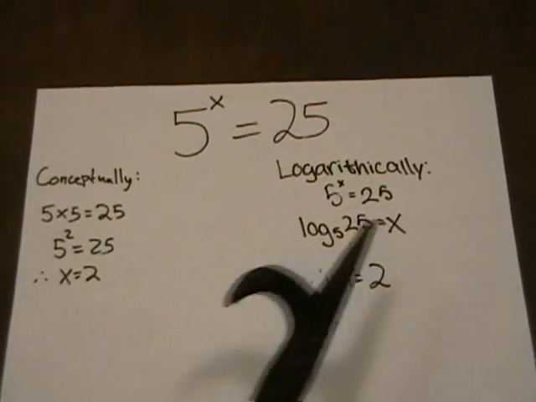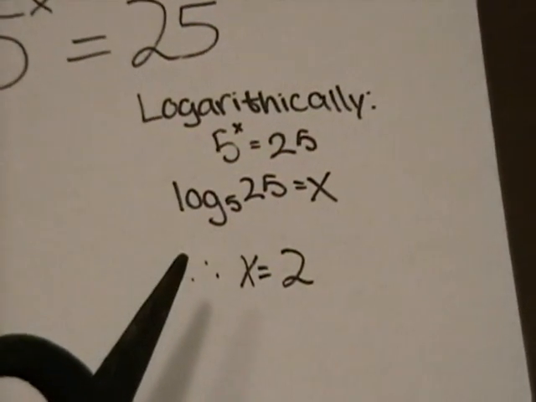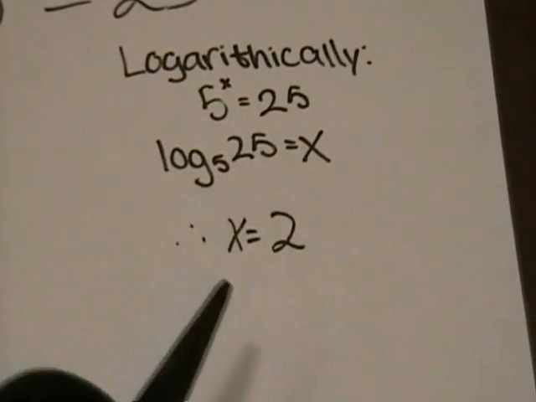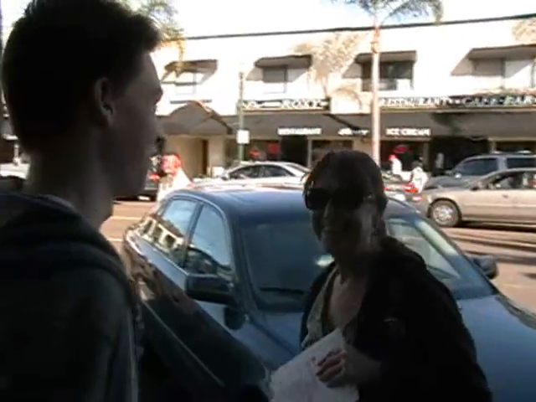We can also do it logarithmically, in which case 5 to the x equals 25 can be translated into log base 5 of 25 equals x. So, x equals 2. So, if 5 to the x power equals 25, what is x? 2! X is 2. Nice job! Yay!